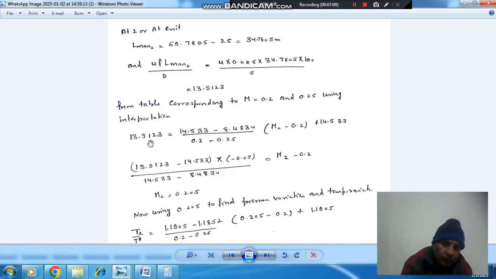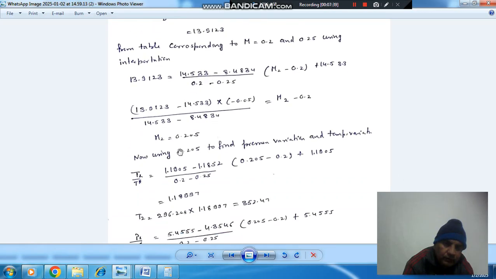So now we have 4f L max 2 by D as 13.913. Corresponding to 0.2 it is this and corresponding to 0.25 it is this, and the change in this value from 0.2 to M2 is this, and at 0.2 it is 14.53. So from this we get M2 as 0.205. So now we have M2 as 0.205.